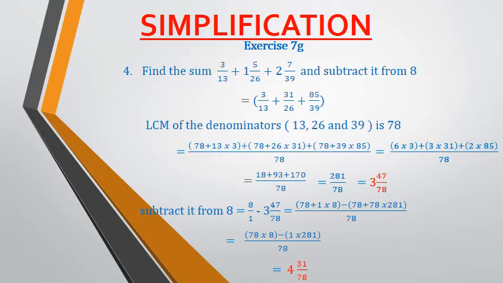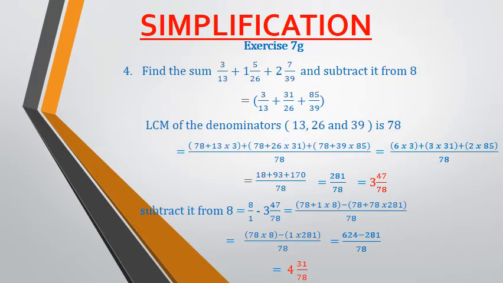Now in the next step, we will write the LCM 78 in the denominator, and in the numerator what we will do? Well, we will apply the same formula. 78 divided by 13 multiplied by 3 plus 78 divided by 26 multiplied by 31 plus 78 divided by 39 multiplied by 85 upon 78.